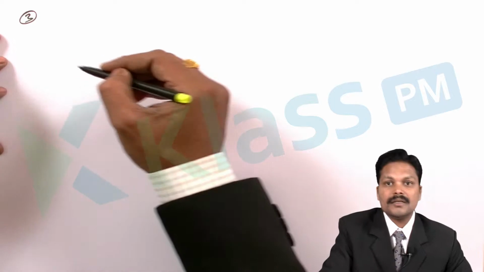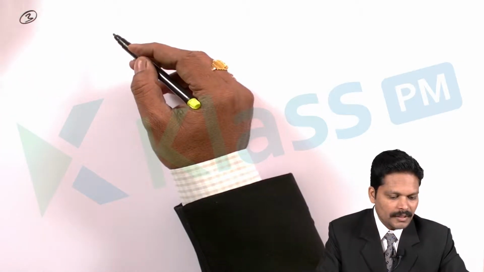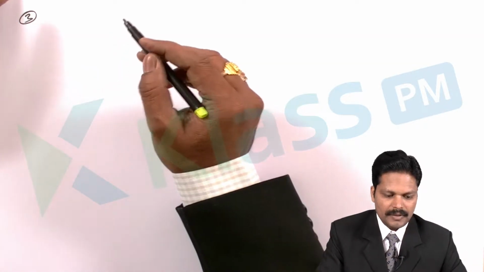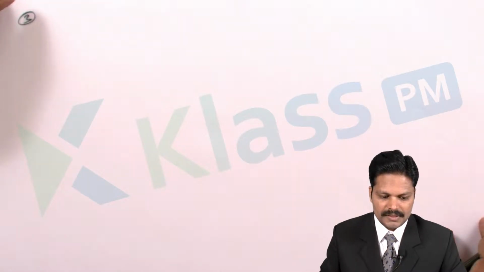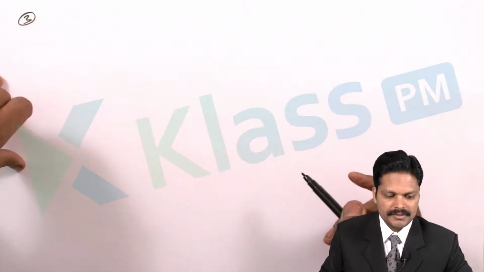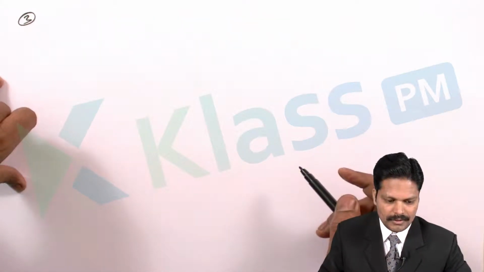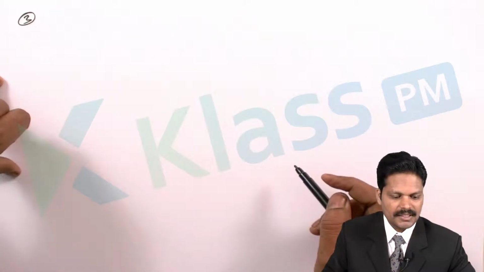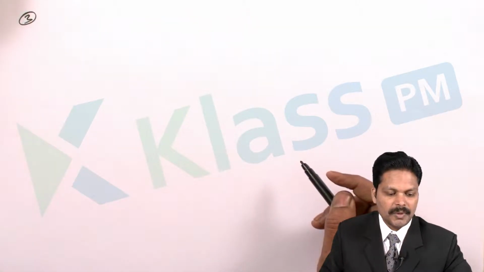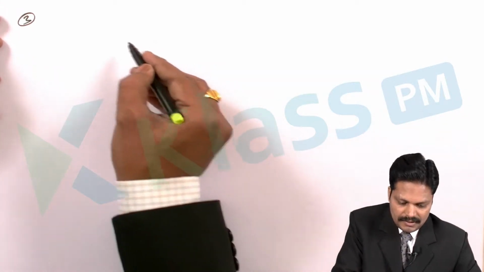Now coming to the third problem. Here two cubes, each of volume 64 centimeters cubes, are joined end to end together, and we need to find the surface area of the resulting cuboid. So he has given one cube.